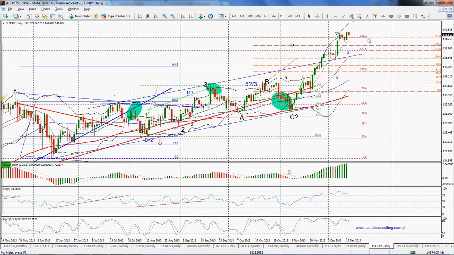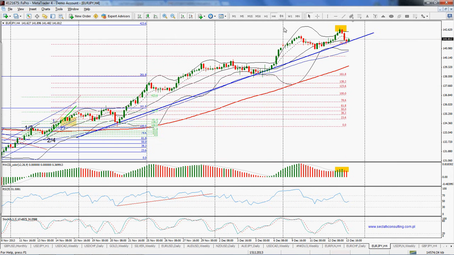Okay, but coming back to that, there is something else. This is the support line, and the support line may be broken. If it's broken, there's already a divergence here, because we've got a new top. This is one top, this is a second top, this is a top, and this is a lower high. So this is called divergence in such a case. We may have a short trade setup based on the break of the support line, if it is broken.